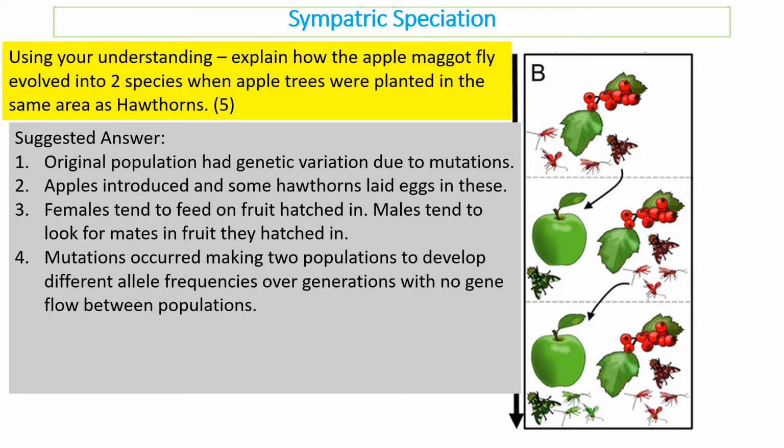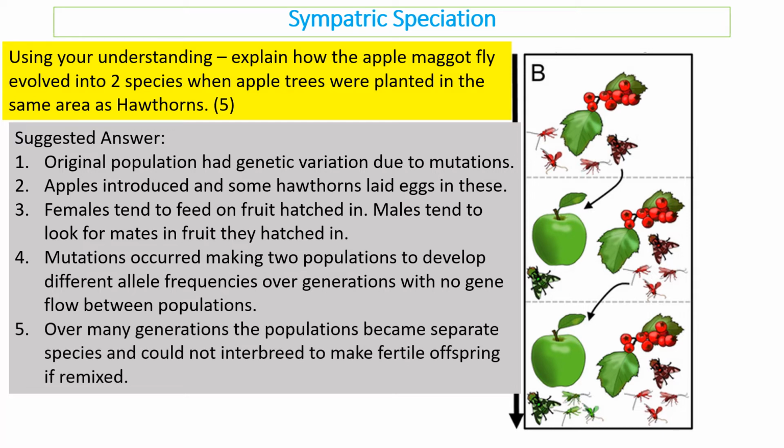Genes did not flow between the two, and they adapted to suit their conditions better. So over generations, they could not interbreed and would not make fertile offspring if mixed together. As I said, I would learn the geographical one.